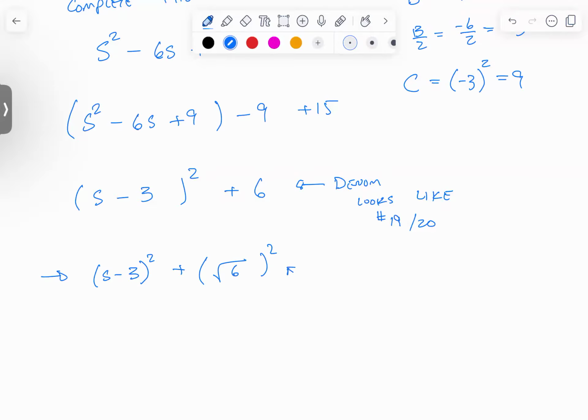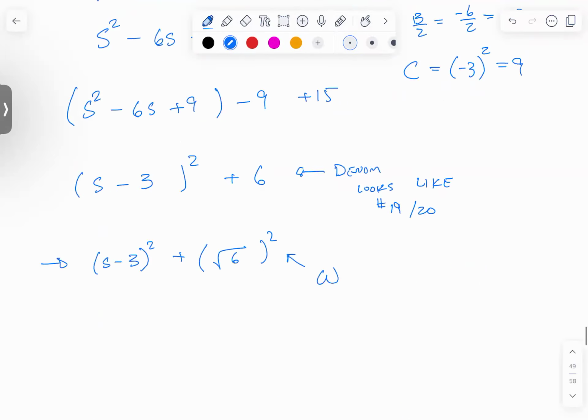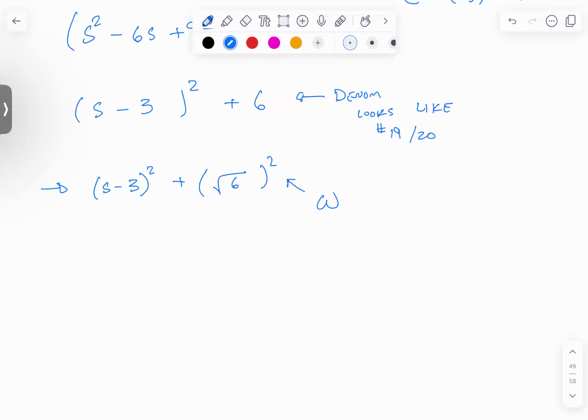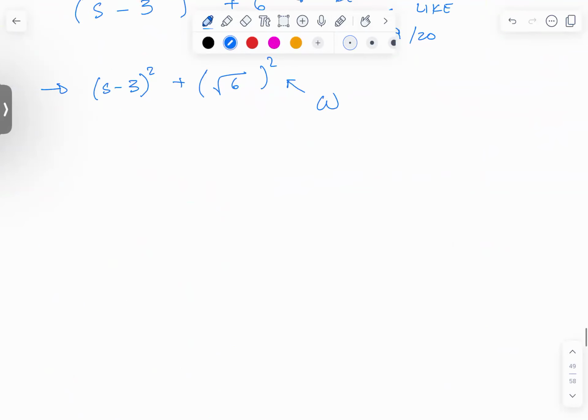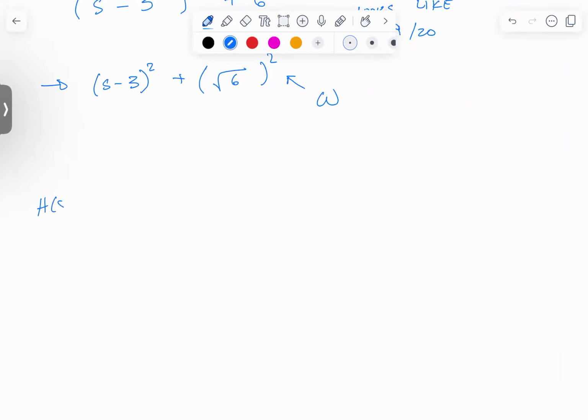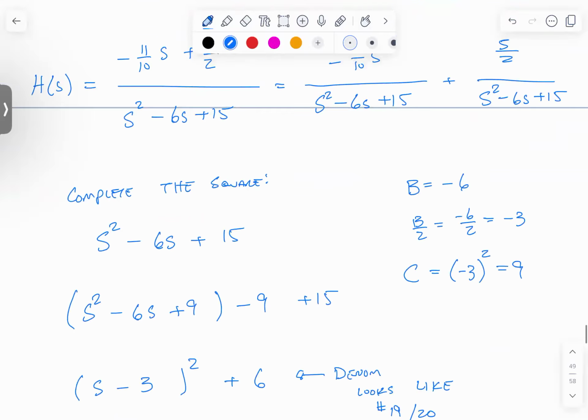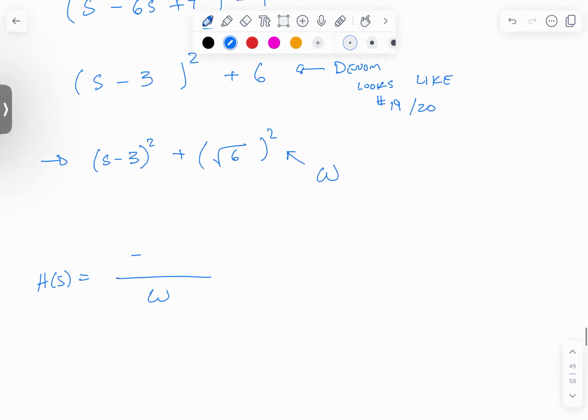And again, so I don't need to write this 10 times, now I'm going to call this something else. Let's call this W. That is now our denominator, W. Okay, so that's because now that's a whole thing. Okay, so now back to what we have. H of S equals W all over negative 11 tenths S.